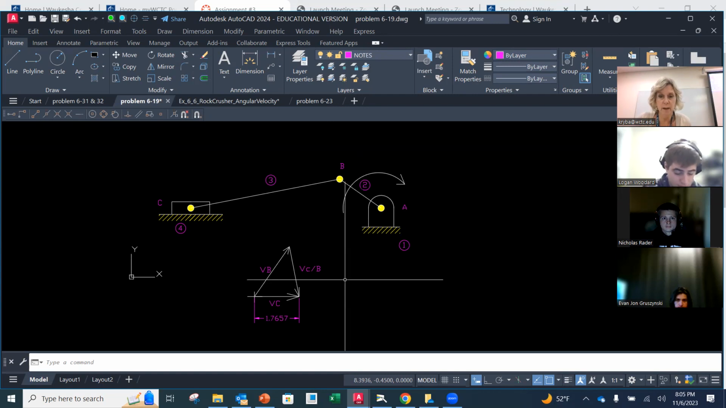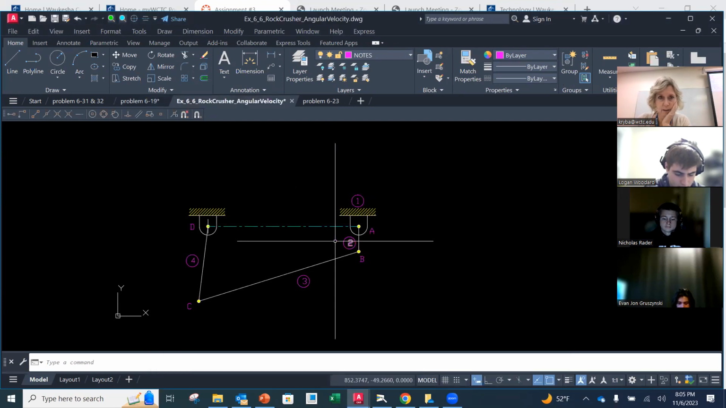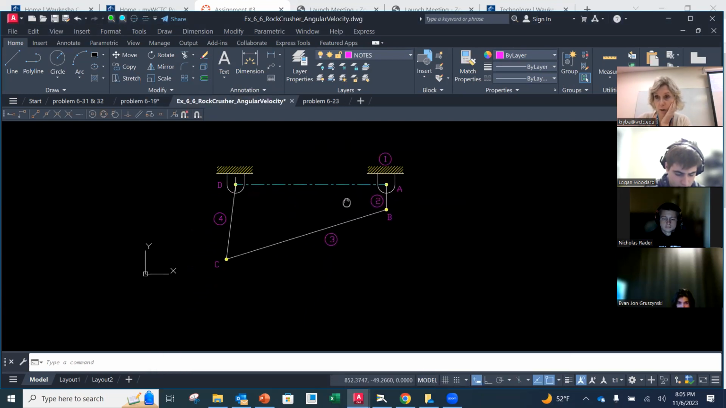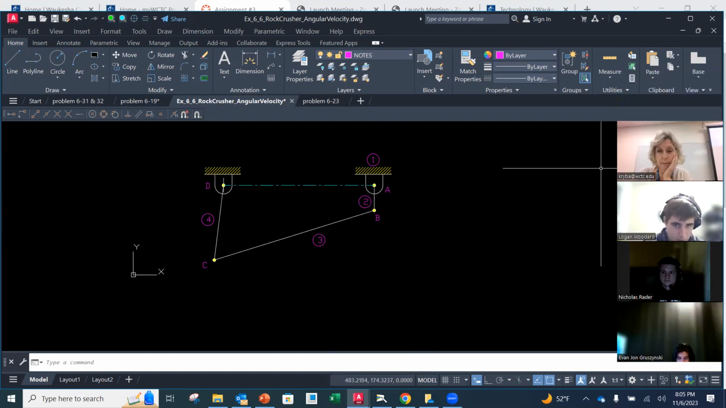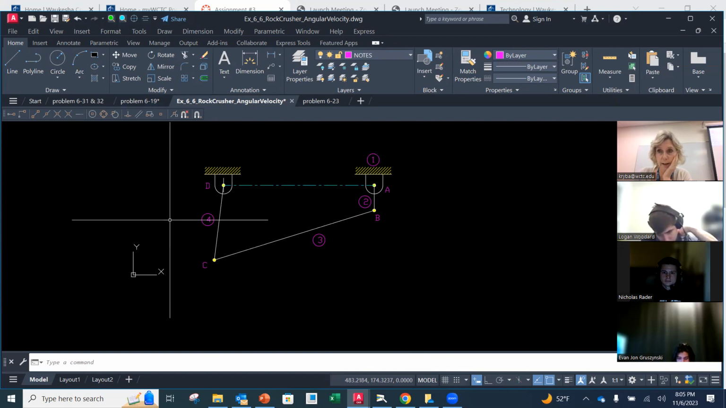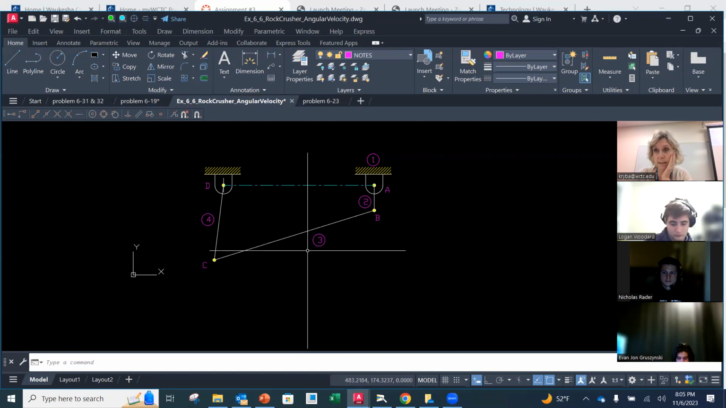All right. And this one is going to be number 27. Now, what I'm going to do is give you a chance to get this started. I'm going to pause the video for a little bit and have you guys draw the kinematic diagram here in AutoCAD. And then once everybody is there, we'll go to the next step and get started on the problem.